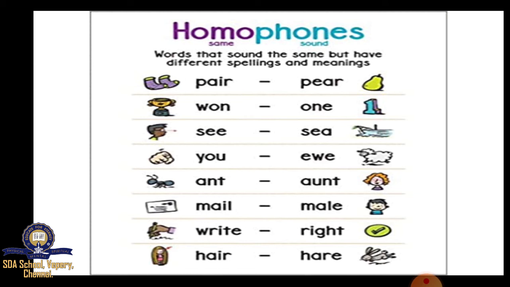An aunt and ant. It also sounds alike sometimes, right? Ant is an insect and aunt is our relative. Mail, male. The first mail is our email and the second male is a boy. Likewise, you also have right and write, and hair and hare. Here the first hair is the hair on your head and the second is a hare, kind of a rabbit.